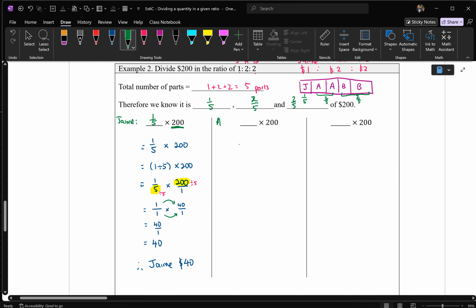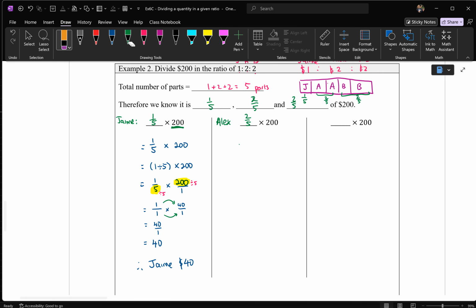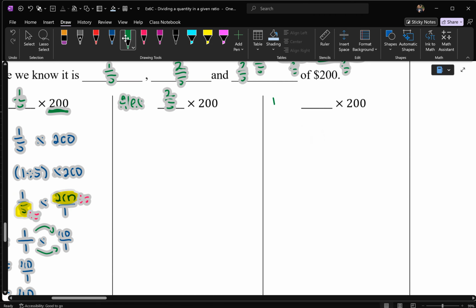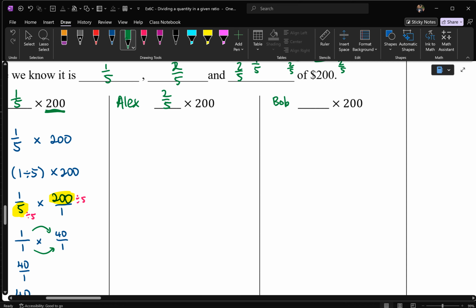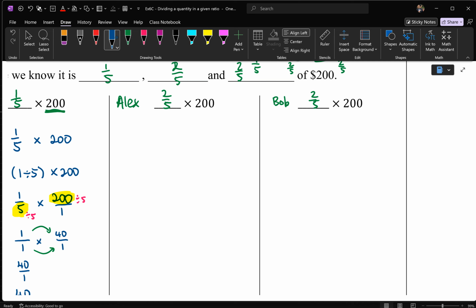Alex contributed 2/5 of the total. And the same thing with Bob. So that means whatever Alex gets, Bob's going to get the same amount as well. So you only need to calculate it once. Really, you just need to figure out that Alex will get 2/5 of 200. To work out 2/5 of 200, same thing again: you can write 2/5 times 200 over 1.